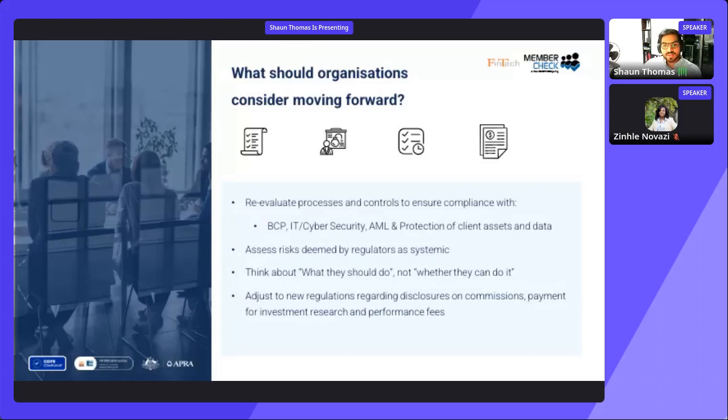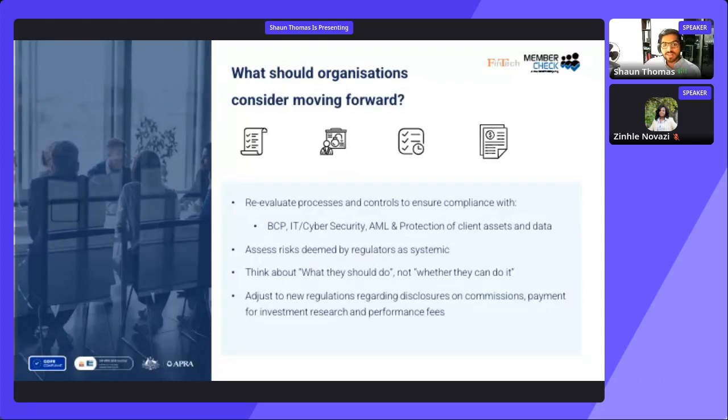They should consider re-evaluating the procedures and controls to ensure compliance and operation resilience, standards including BCP, IT, cybersecurity, AML, and client asset and data protection. They should also assess risks deemed by regulators as systemic. We've seen regulators these days focusing on liquidity management of open-ended funds, as well as the use of leverage.